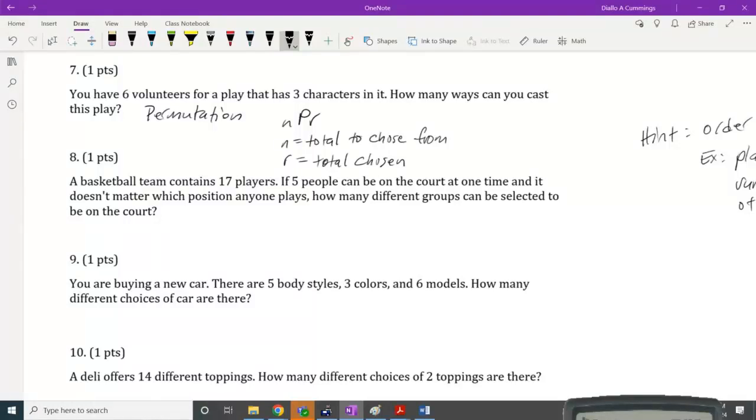So we're going to set this up as a permutation. First off, how many people do we have to choose from? There's 6 people to choose from. So that's going to be 6 permutate. And then how many people are we actually choosing from the 6? 3. So that's 6 permutate 3, and that's what I want to put into my calculator.